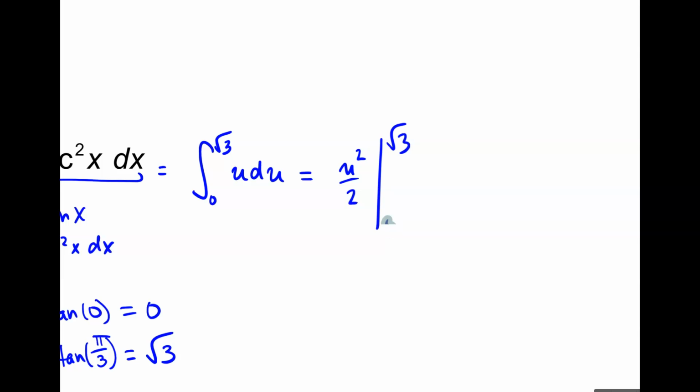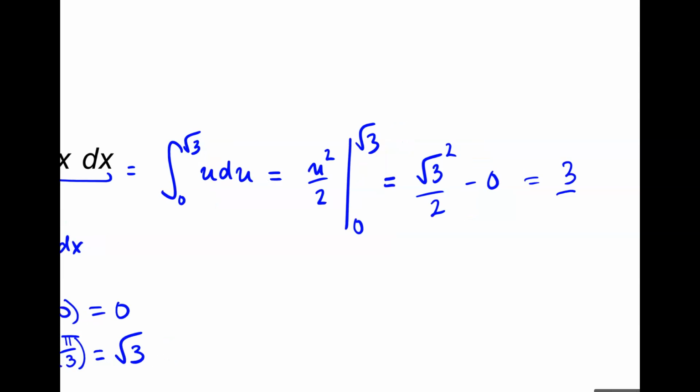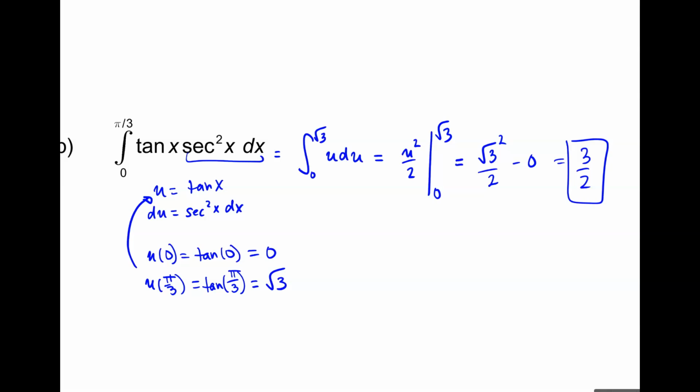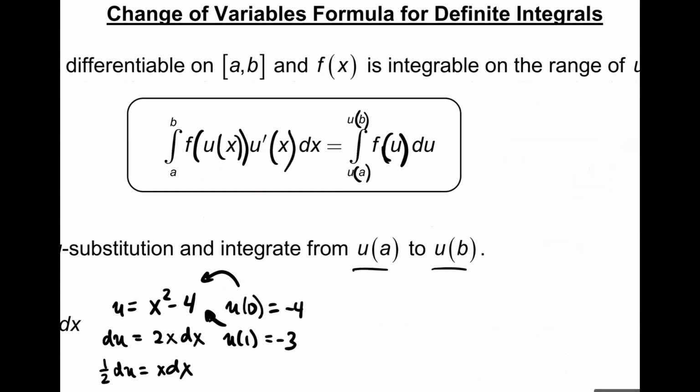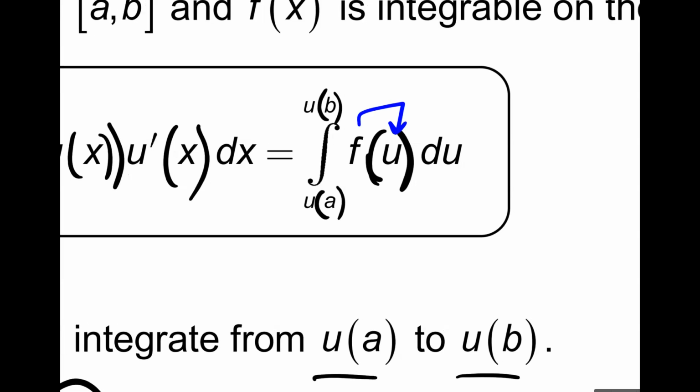You could go back and plug in terms of x, but I have the bounds in terms of u and the function in terms of u, so there's no need. Root 3 squared over 2 minus 0 is just going to be 3 over 2. I did not have to go back. Since everything's in terms of u, and my bounds I plugged into u, we're good. That's what this upper part here is saying. You can leave your function in terms of u because you changed your bounds to be in terms of u.